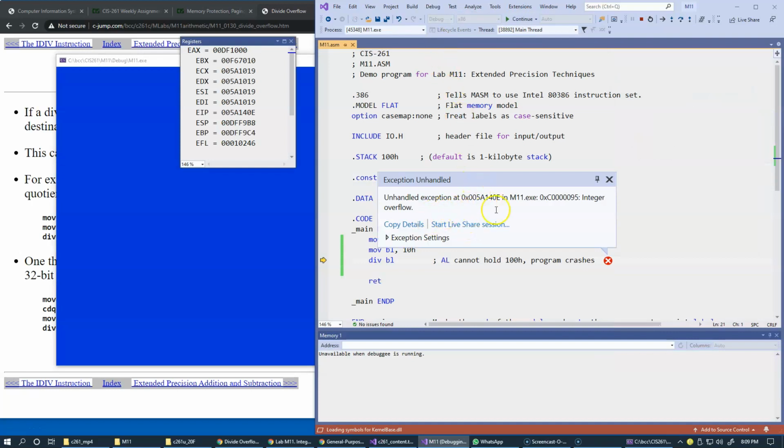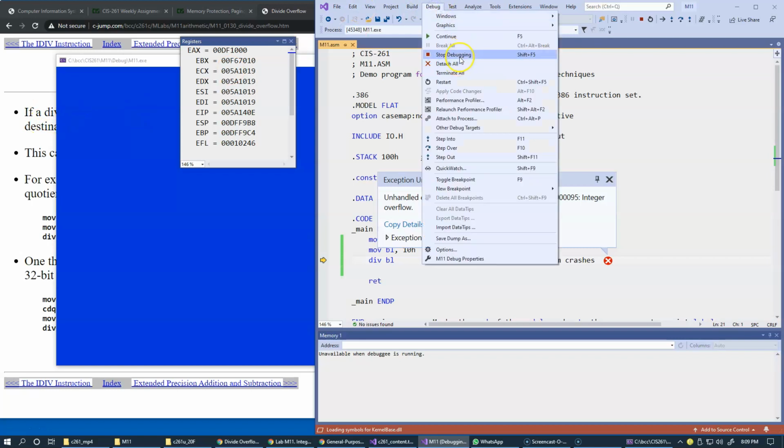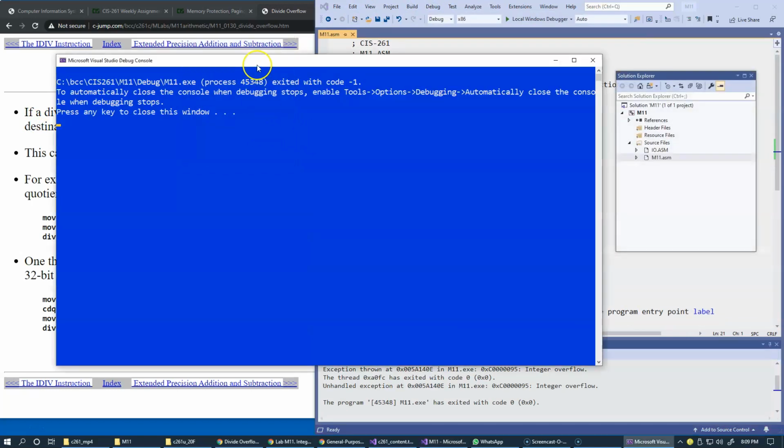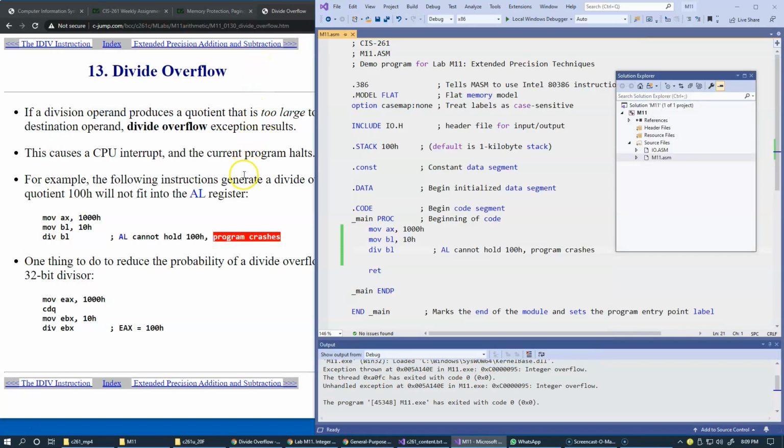And this is the kind of exception that the CPU generates and interrupts the program here. It's one of those things that are similar to division by zero. So it says unhandled exception as a result of this right here, and the exception name is integer overflow. So let's consider what is happening here. Let's just say debug, stop debugging. We just observe this very strange error situation.